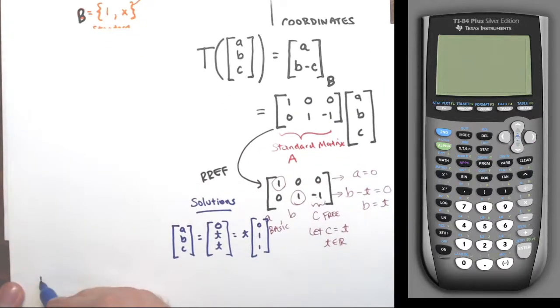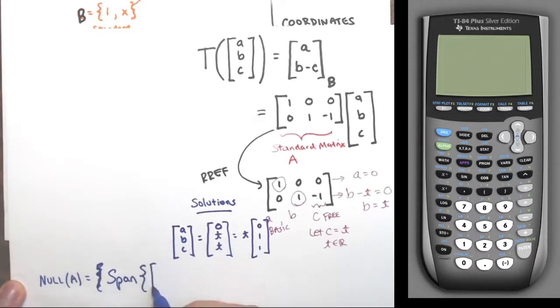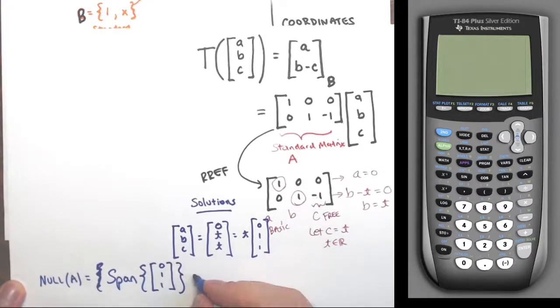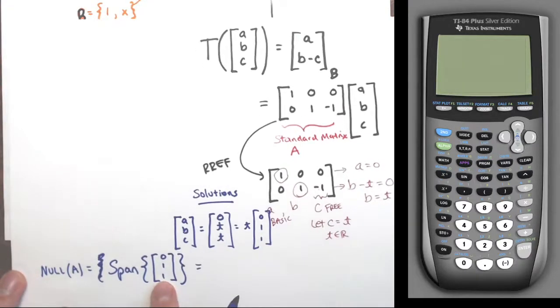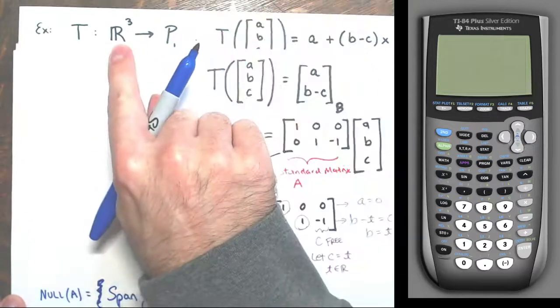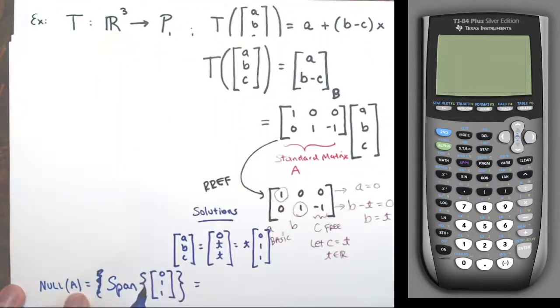So the null space of A, right? The null space of A is, no, I should just write the span, right? The span of the set with the vector 0, 1, 1, right? It's all scalar multiples of the vector 0, 1, 1. And since these are vectors from R3 and the domain is R3, and the null space of a transformation is going to be a subspace of the domain, I don't need to change these. These are vectors from the domain, so this is exactly what the null space of the transformation is, right?